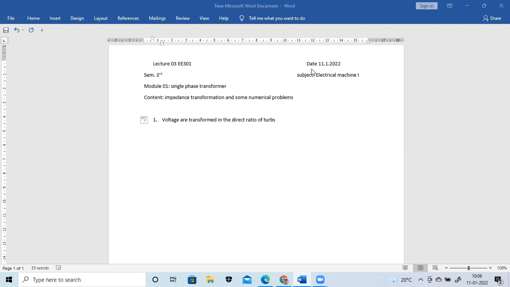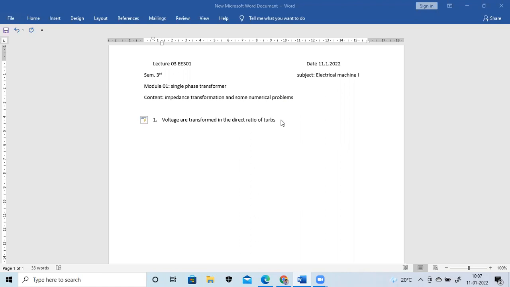But if you recall the previous equation, V1 by V2 equal to E1 by E2 equal to N1 by N2. That means N1 represents the number of turns of the primary coil, and N2 the number of turns of the secondary side. That means the direct turns ratio is your N1 by N2, and that is represented by K.